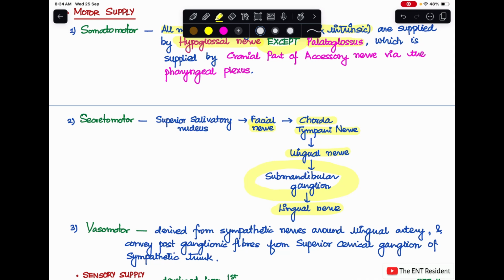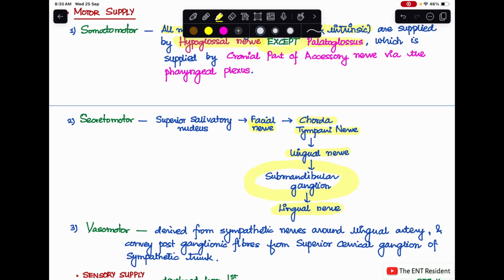That is the nerve that supplies the vessels. These are derived from the sympathetic nerves around the lingual artery, and these convey the postganglionic fibers from the superior cervical ganglion of the sympathetic trunk. So these were the three motor supplies. First was somatomotor, second is secretomotor, and third is vasomotor.